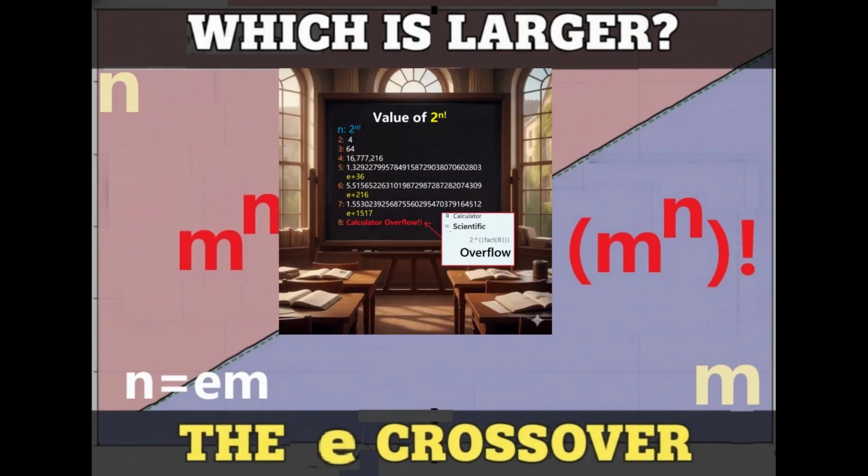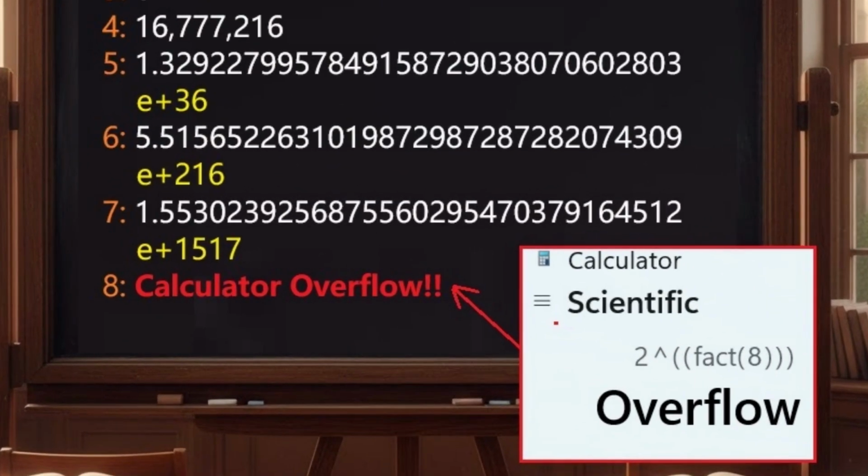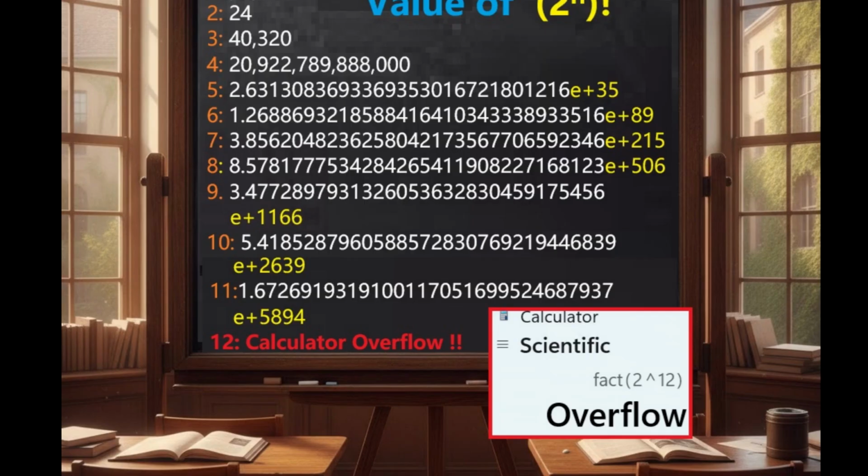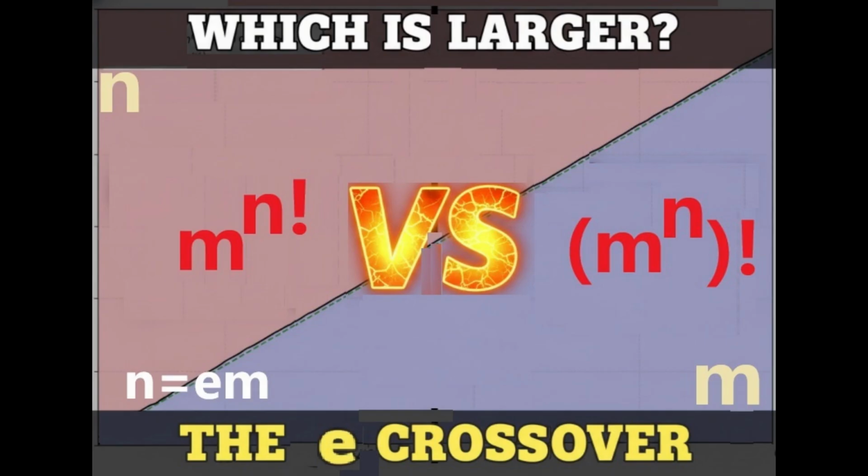What happens when numbers get so large that they break calculators? Today, we're asking a question that looks simple, but hides a mind-bending truth about extreme mathematics. Which is larger, m to the power of n factorial, or the factorial of m raised to the n?